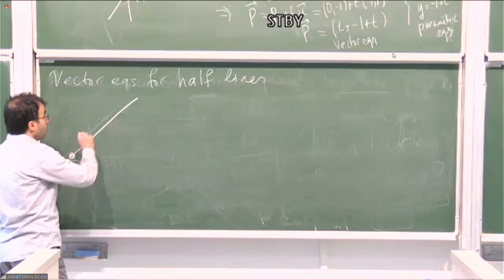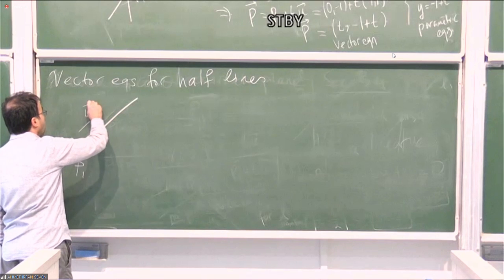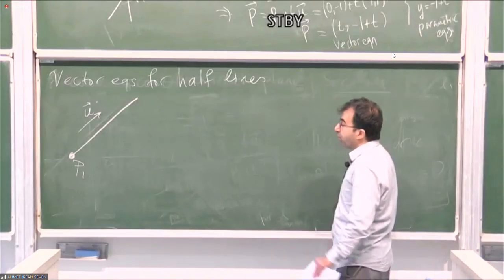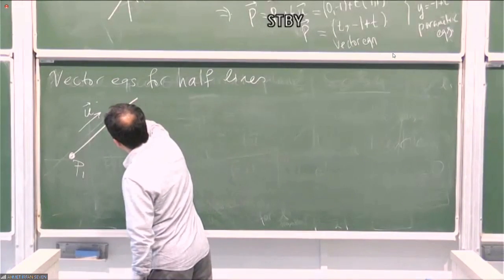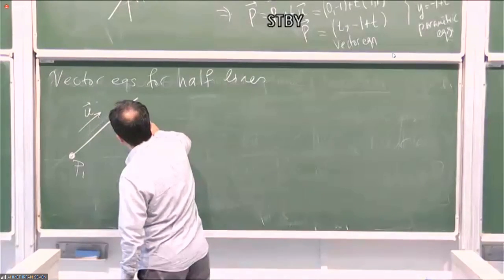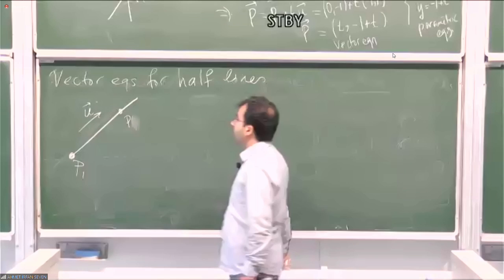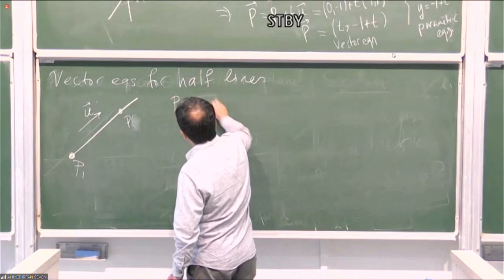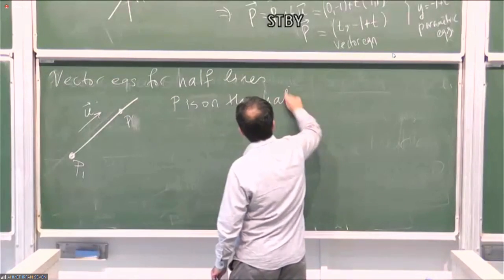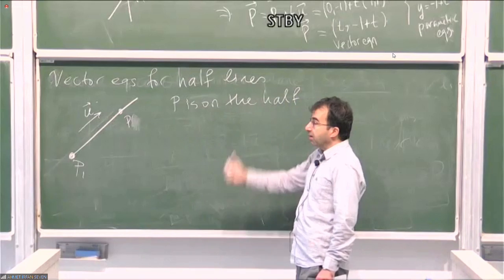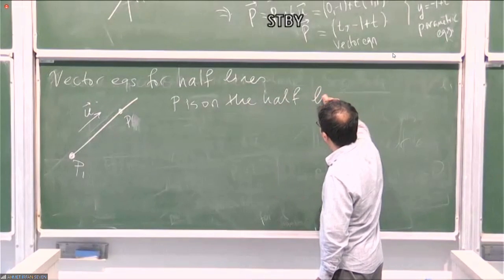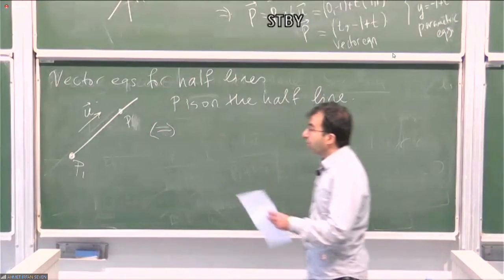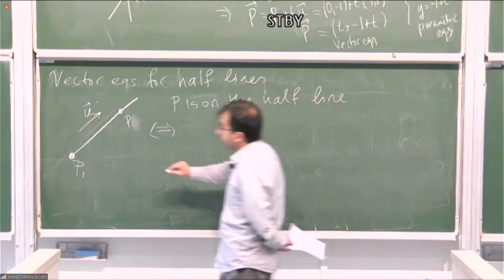For this, I'm going to use a direction vector. Again, let's say that my direction vector is like that. Then how can I describe a typical point P in here? When is P going to be on this half line, the half line starting from P1 in the direction of the vector u, if and only if, well, again, we can consider this vector.